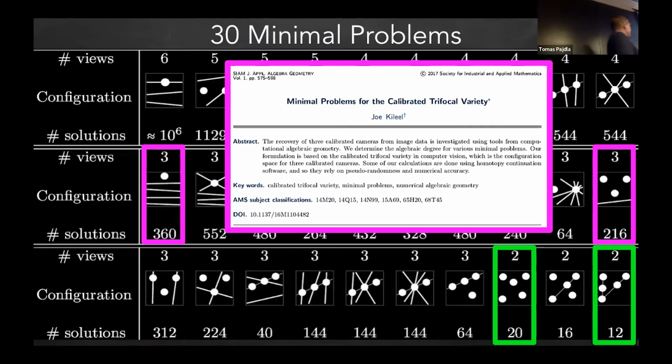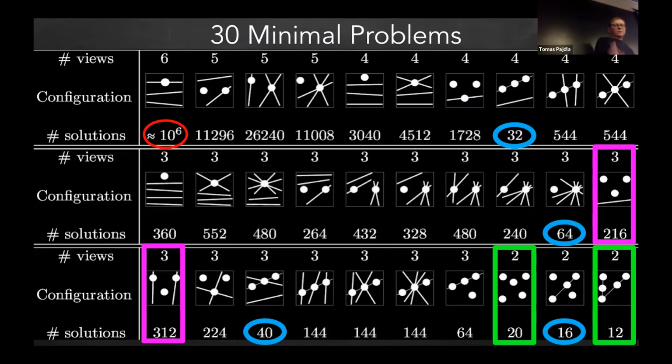Then there are some other cases which people described before. Joe Kileel, with whom we also collaborated, in his thesis, which was on the trifocal variety, had these 2 problems. And if you look at these numbers, some of them are reasonably small, practical, some of them are very big, not practical. So this is interesting.